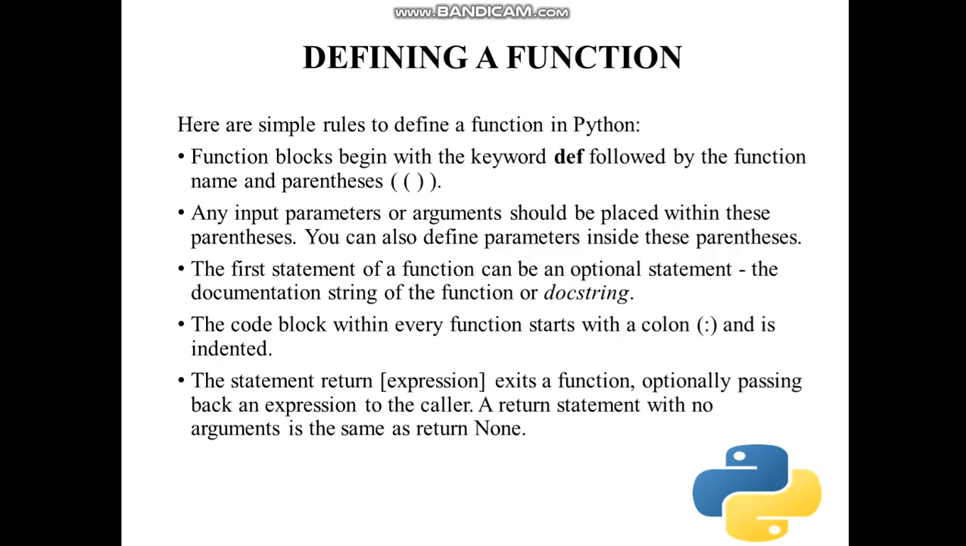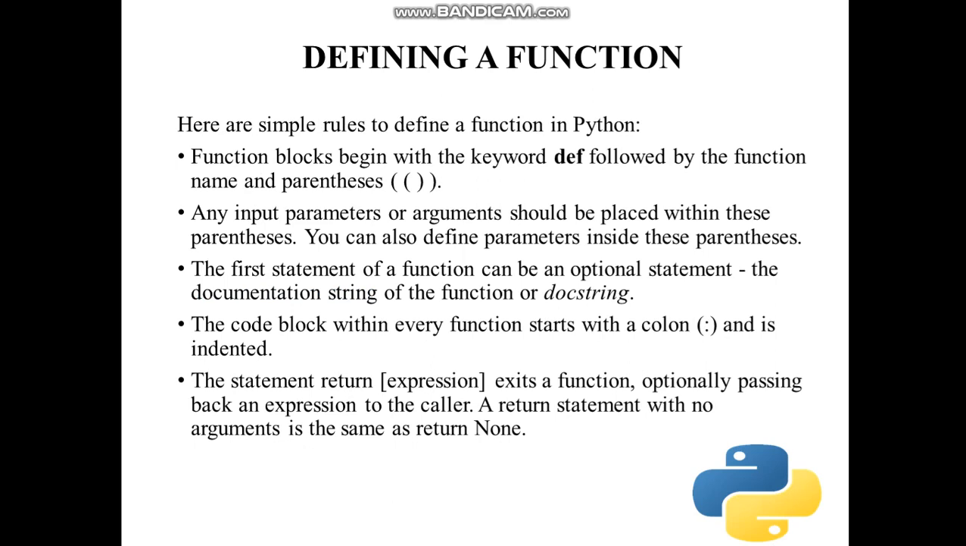Now how are we going to define a function? Here are simple rules to define a function in Python. Function blocks begin with the keyword def, followed by the function name and the parentheses. So here we have to define the function using the keyword def, and then your function name and parentheses. Any input parameters or arguments should be placed within these parentheses. You can also define parameters inside these parentheses.